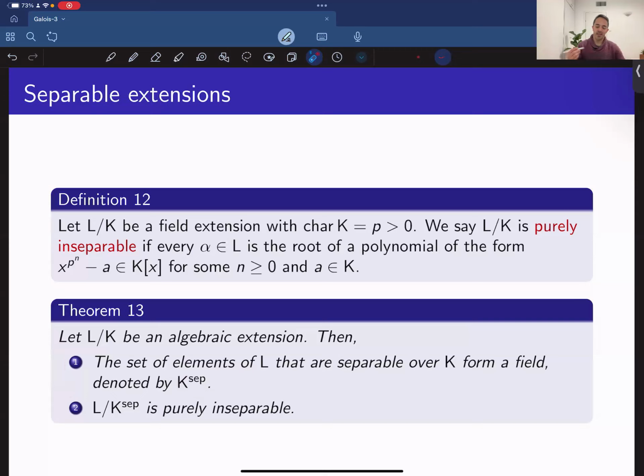But that's true: separable elements are closed under addition and multiplication. So if you have a field L over K, then you can always form K sep, which is the subfield of L that consists of all separable elements over K. So this is a separable extension. And it turns out that the remaining part is a purely inseparable extension. So that's what's written here.